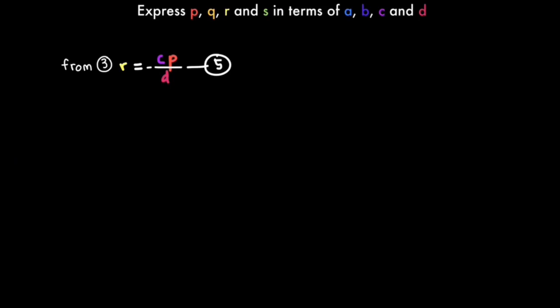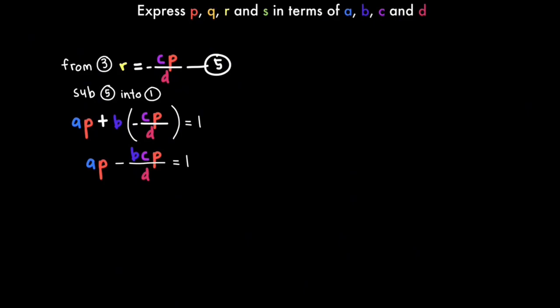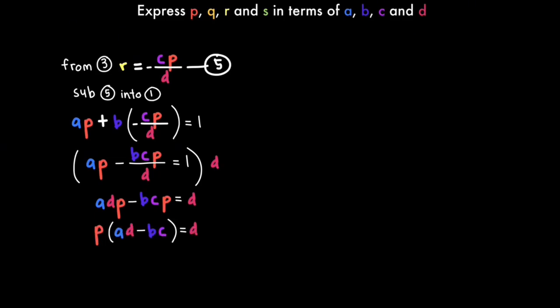We can see that R equals negative C P over D. We will make it our fifth formula. Substitute 5 into 1, so we can have P as the subject in terms of A, B, C, D. Since there is a fraction, we will multiply the entire equation by D. Then, we can factorize P from the equation and bring AD minus BC to the right and we've got P.